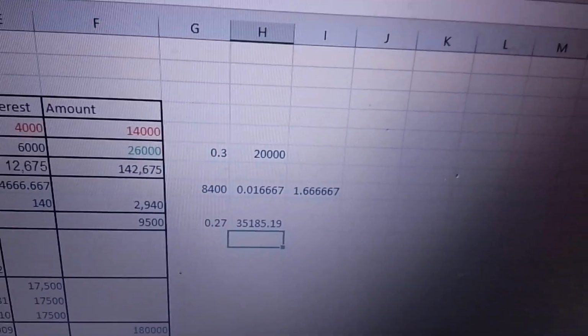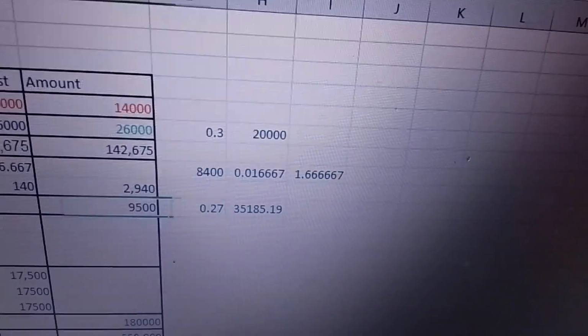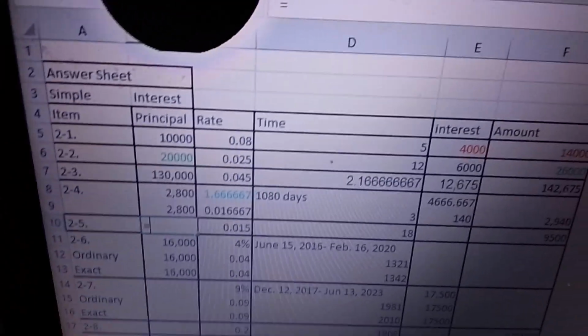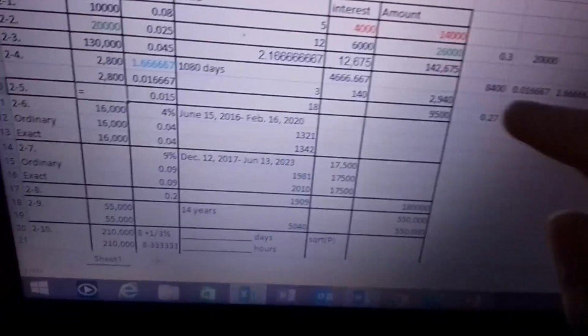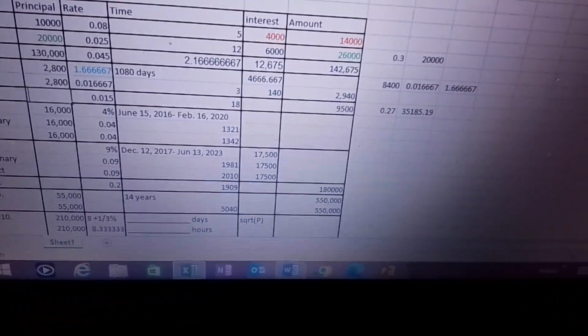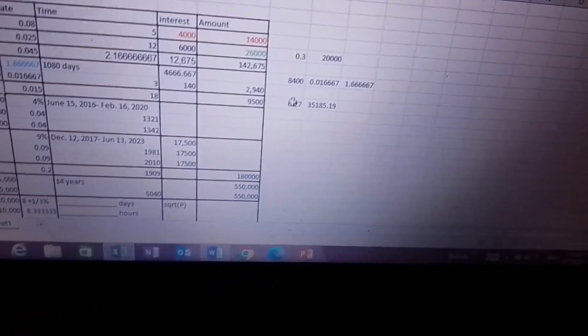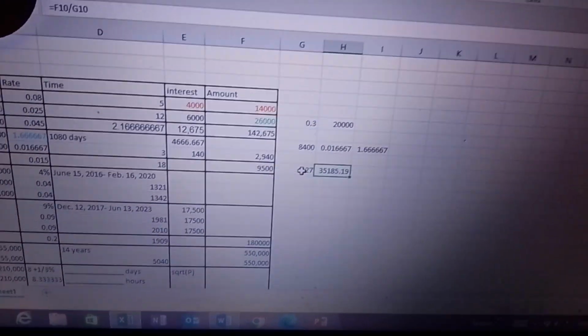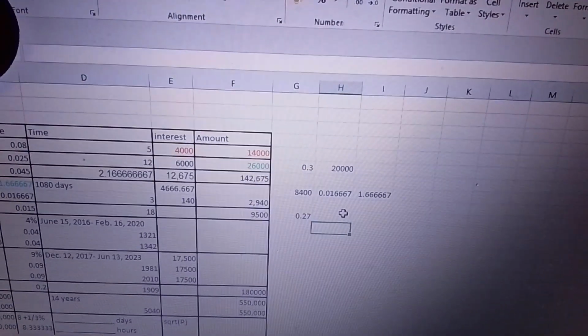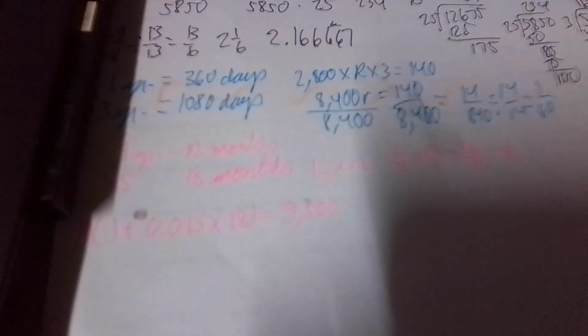So therefore, principal is 35,185.20 pesos. So if we were to do the formula all together, so therefore it's A, which is 9,500. Wait, that's still not the final amount. Kasi nga, that's what we get from dividing pala. That's not yet the final answer. Kasi nga naman, remember, yung 0.27 na yan, that is from multiplying 0.015 times 18. So therefore, we're gonna have to do this. Can you see what I'm doing?